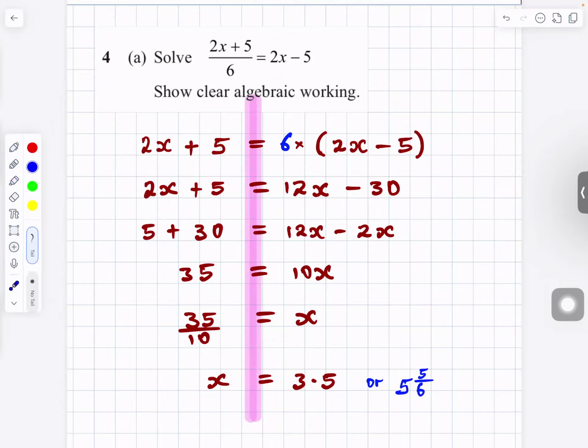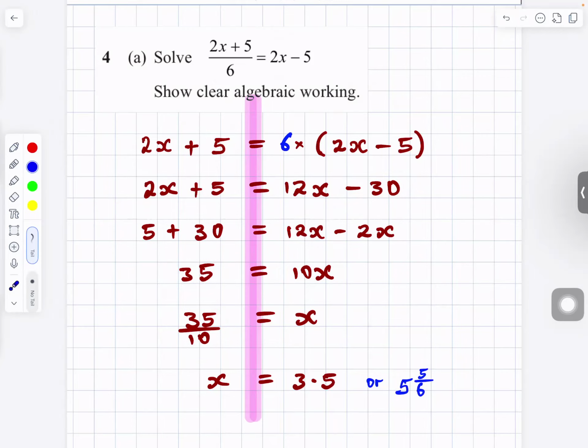Now, what we want to do for the next line is put all the x on one side. It's plus 2x on the left, I'll take it to the right. It becomes minus 2x. I want to put all the x to the right and all the numbers to the left. It's minus 30 on the right, I'll take it to the left. It becomes plus 30. So we get 5 plus 30 is 35. 12x minus 2x is 10x. The opposite of times 10 is divide by 10. So you divide by 10 on the right, divide by 10 on the left. So 35 divided by 10 is 3.5.